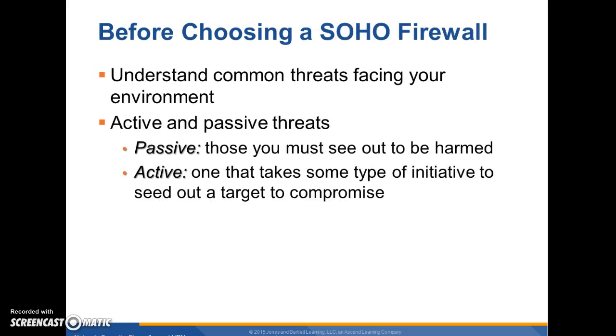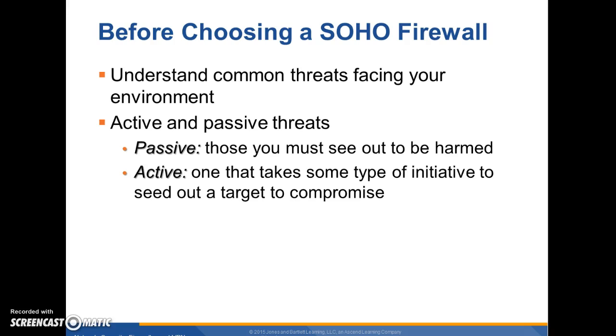Before choosing a SOHO firewall, you need to understand the common threats facing your environment. There are active and passive threats. Passive threats are those that you must seek out to be harmed. An example: you have to visit a website to be harmed by malicious code embedded in that site. To address passive threats, use modern web browsers, including pop-up blockers, cookie filters, and malicious site managers. It includes antivirus scanning and anti-spyware scanners.